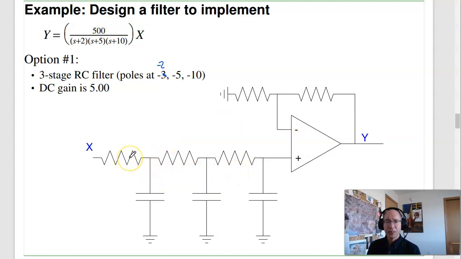I'm going to pick this 1 over RC to be 2, this 1 over RC to be 5, and this 1 over RC to be 10. To avoid loading, I'll make the resistors 10K, 100K, and 1 meg. 1 over RC is 2, so 2 times 10,000 inverse becomes 50 microfarads.